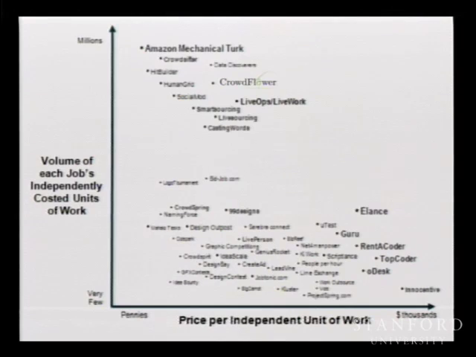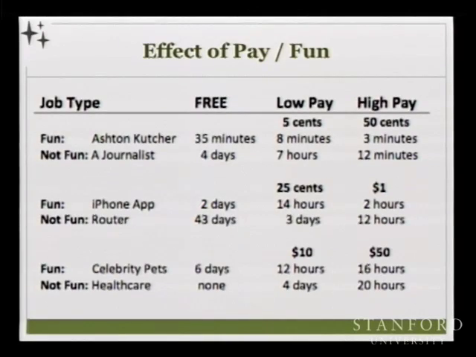Here he has an axis from the volume of work to the price of work, right? So you see there are two spots. There's Amazon Mechanical Turk in the upper left, where you have really large scale small tasks, and on the bottom right you have one-off bigger tasks. It's interesting to look at.